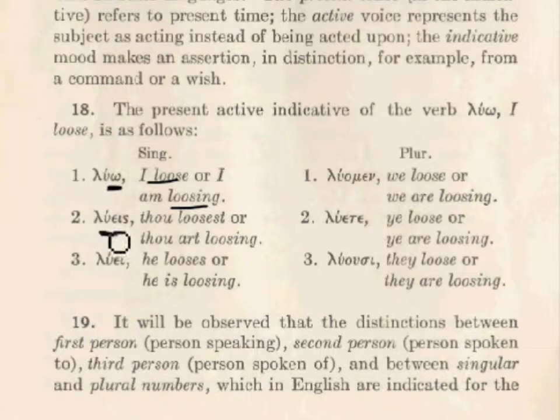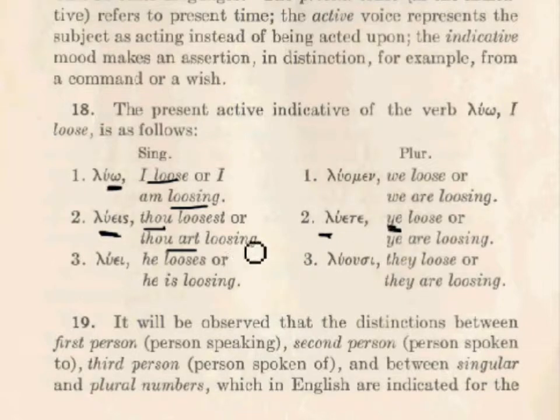The second person singular, lueis, thou loosest, or thou art loosing. If you read the chapter, you may note that Machen uses this convention, a kind of Old English pronoun here, thou, because it does distinguish from the plural ye. And because Greek does make that distinction between the singular and the plural, it's helpful to have an English convention by which we can make the same distinction. And so he uses the convention of thou for the singular and ye for the plural.